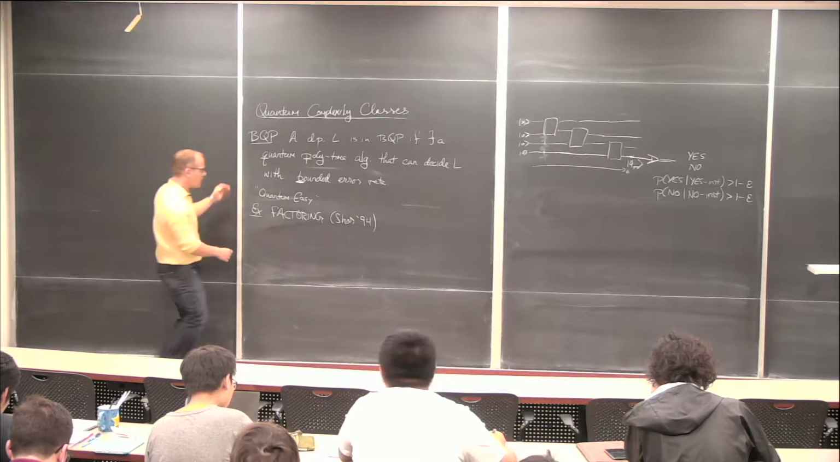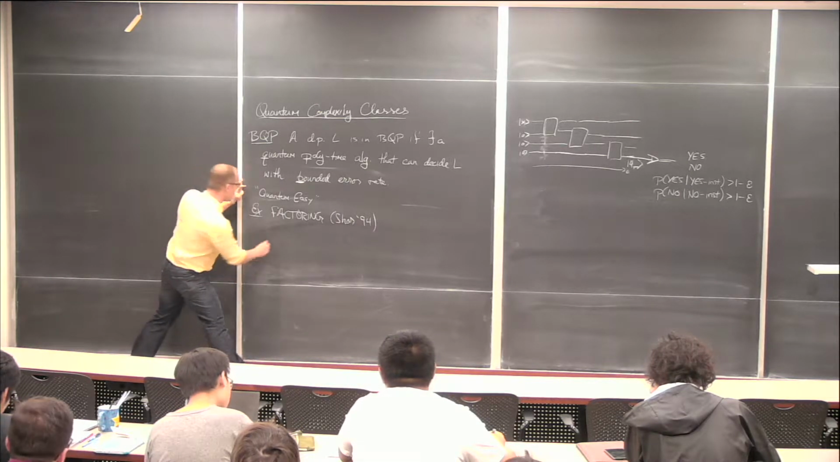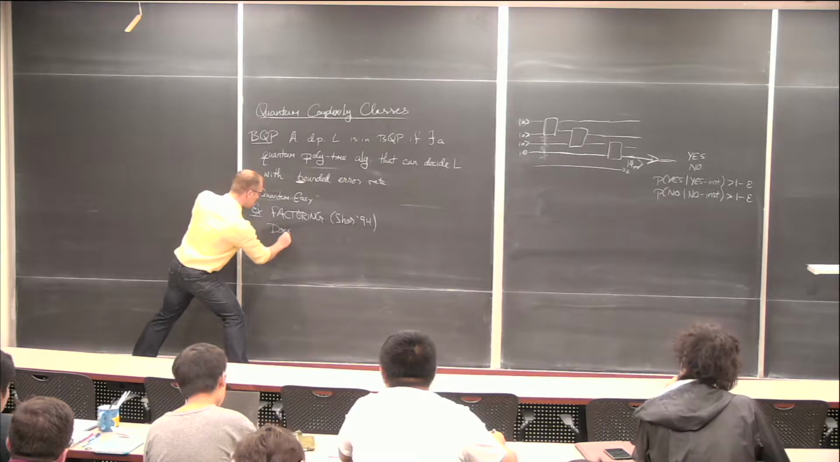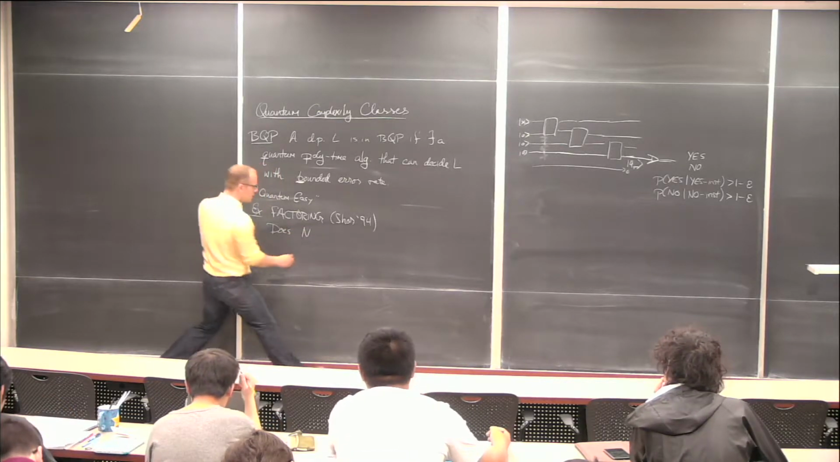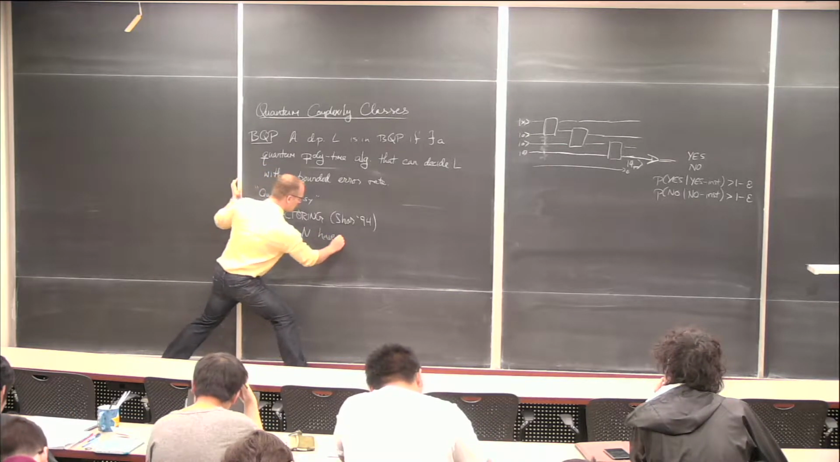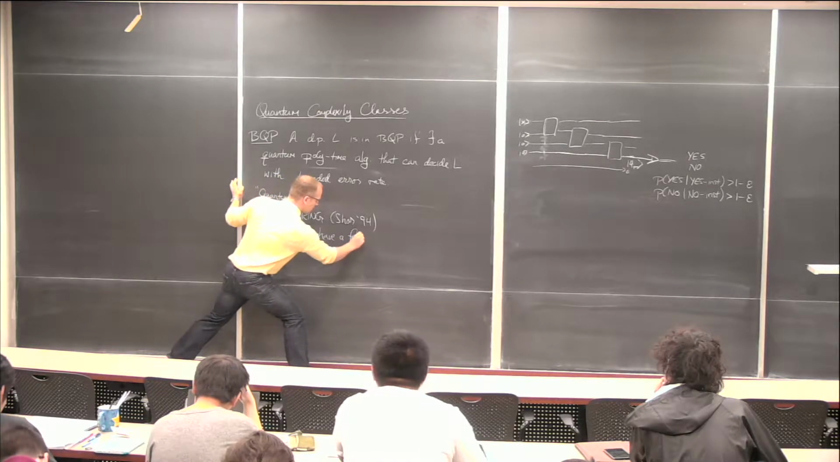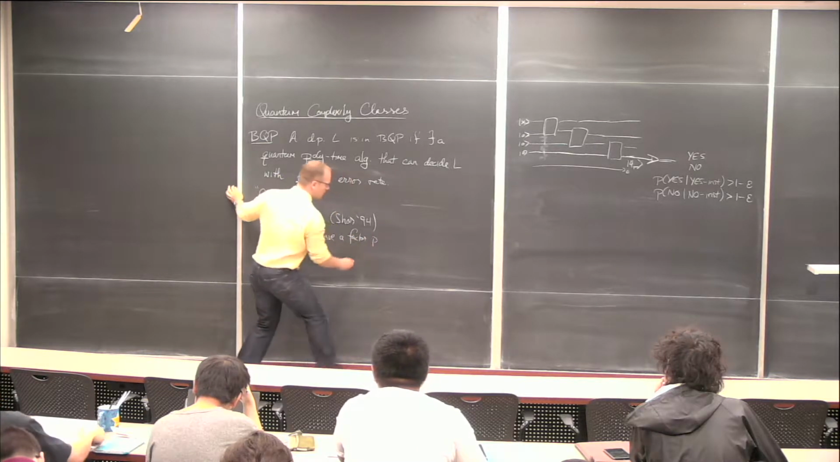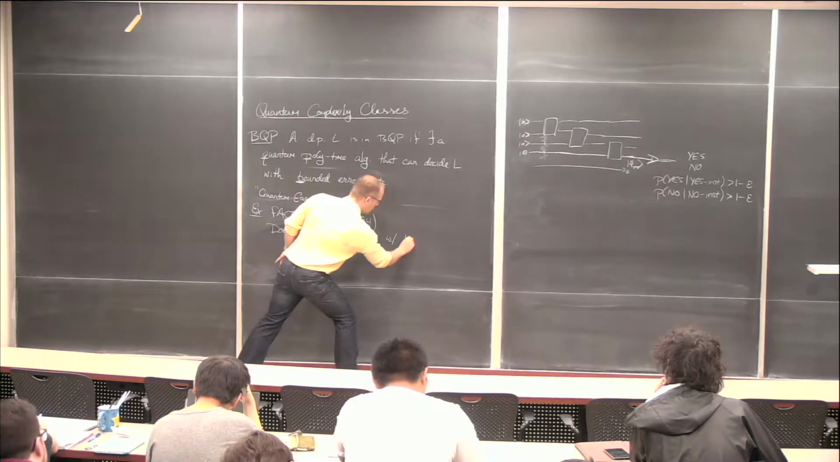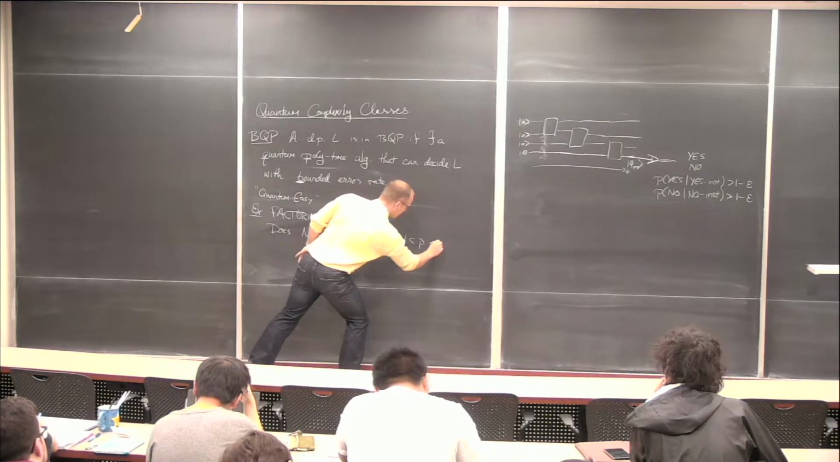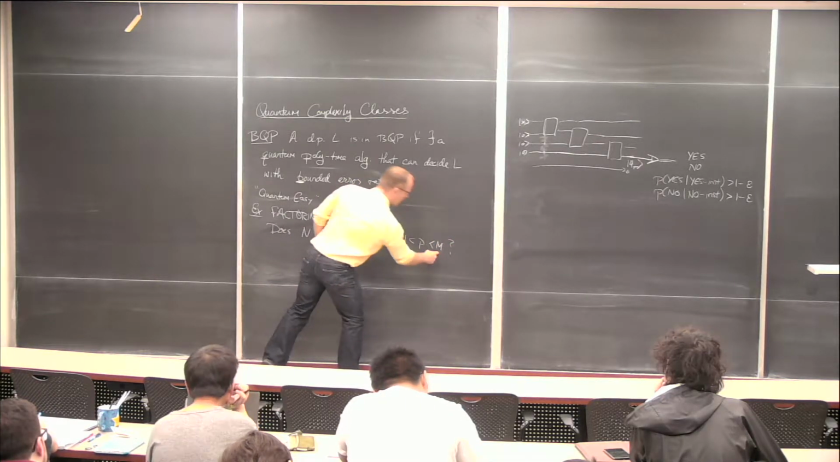So what is factoring? Well, we need to state it as a decision problem. Does some integer n have a factor p with 1 less than p less than m, where m is some other integer?